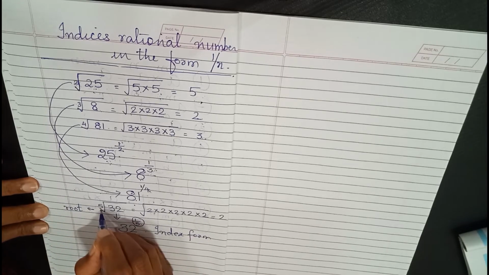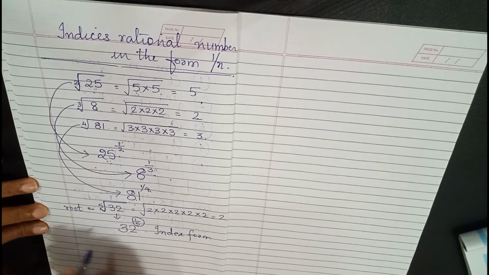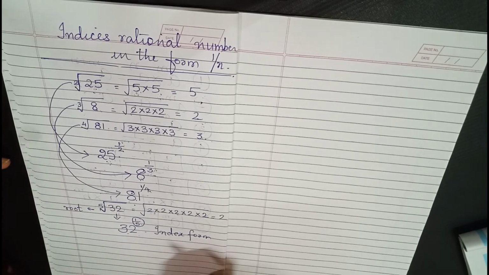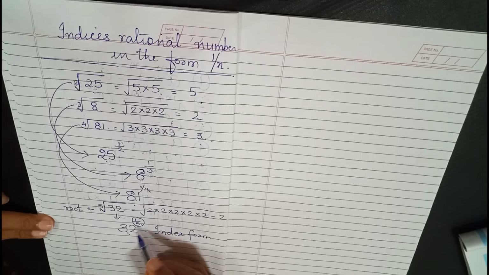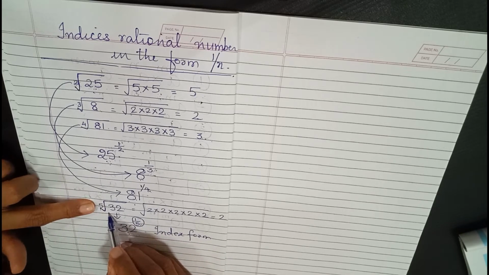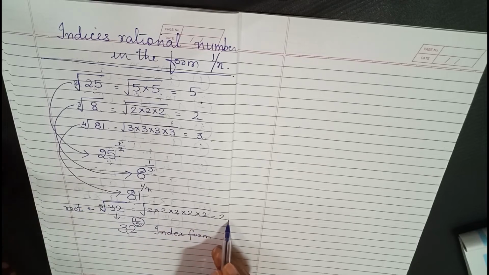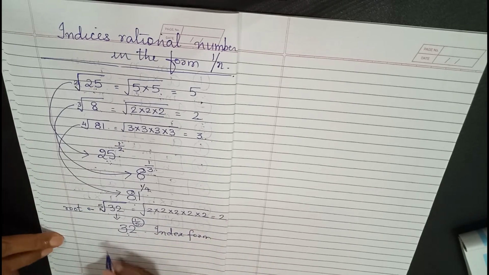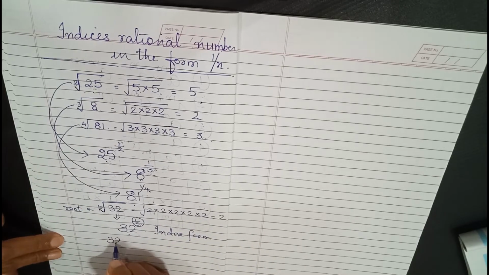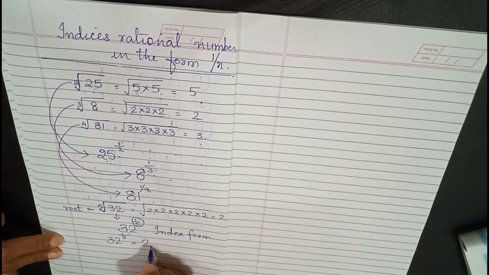Why is it called the root form? Because we are using the root sign. The meaning of both is the same. This also means 32 is divided into 5 parts, and out of which you are removing 1. This also means the same, dividing 32 into 5 parts and removing 1, right? So what we get is 32 raised to 1 upon 5 is 2. The meaning of this is the fifth root of 32 is 2.